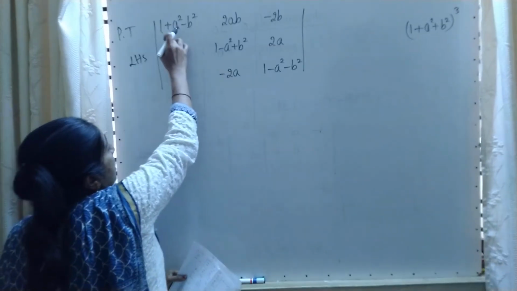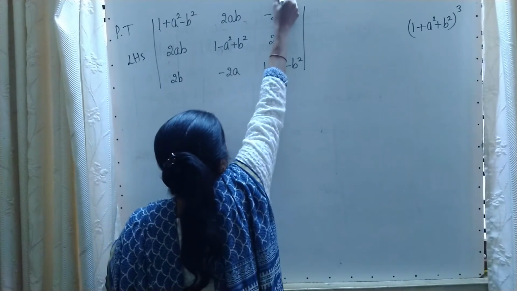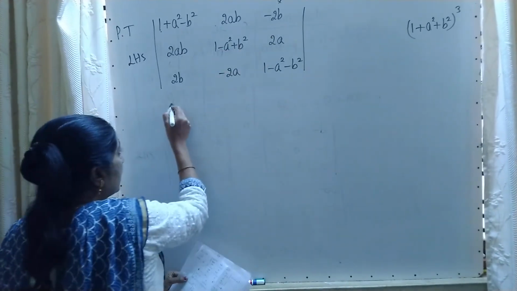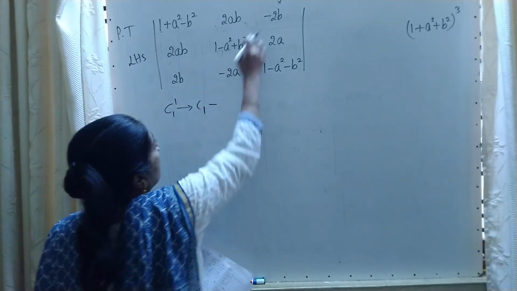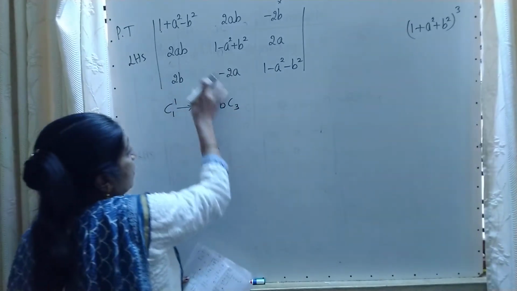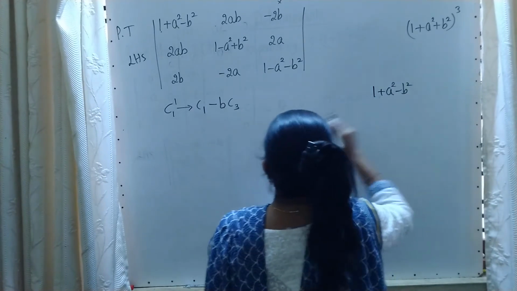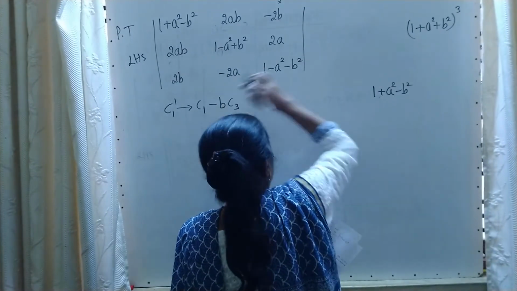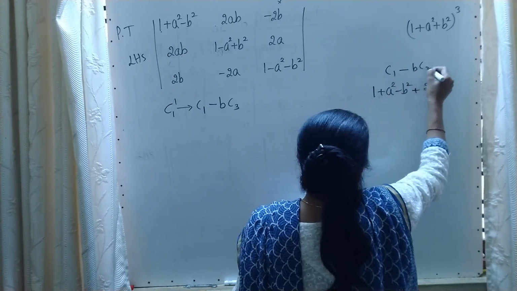See here, 1 plus A square minus B square is there. I want a plus B square. That's why I am multiplying the third column by B and converting this minus to a plus. I am writing it like this: C1 dash is C1 minus, minus into minus becomes plus, B into C3. Understood? So this operation I am writing on the side for your reference. 1 plus A square minus B square. B is multiplied with the third column and I am taking a minus, minus into minus is plus. It is 2B square. C1 minus B into C3 it is.